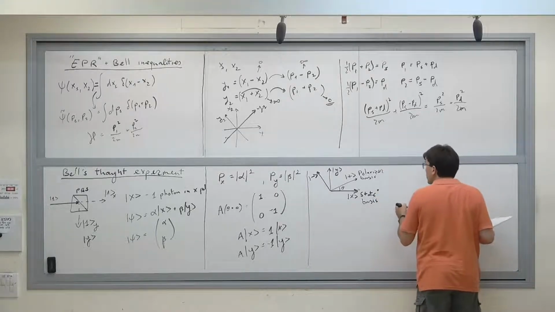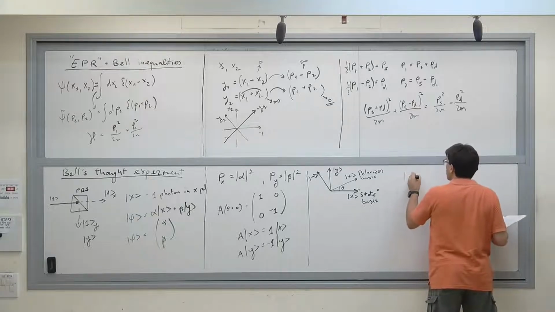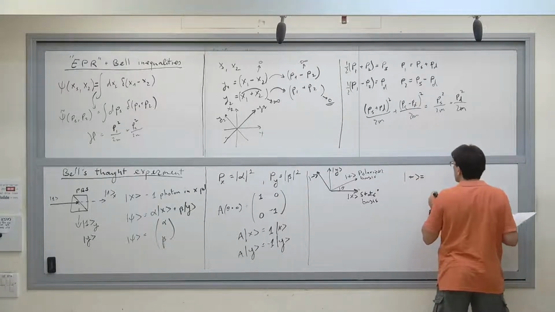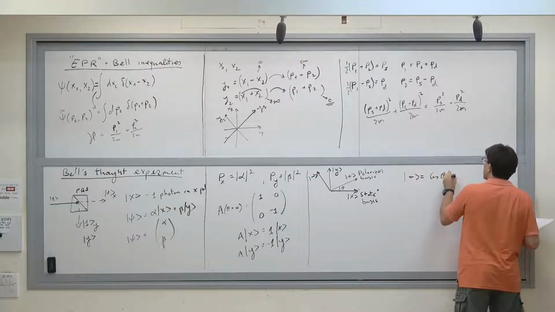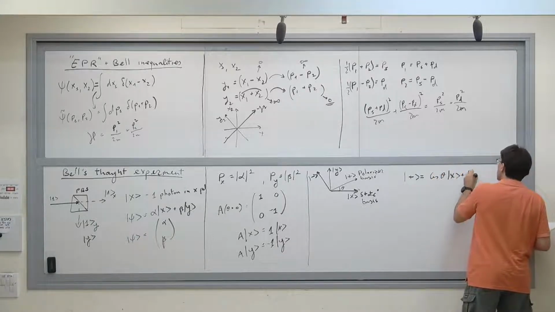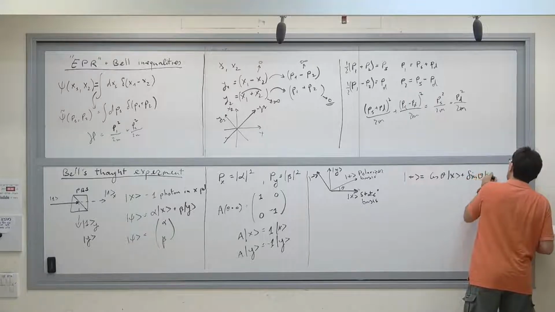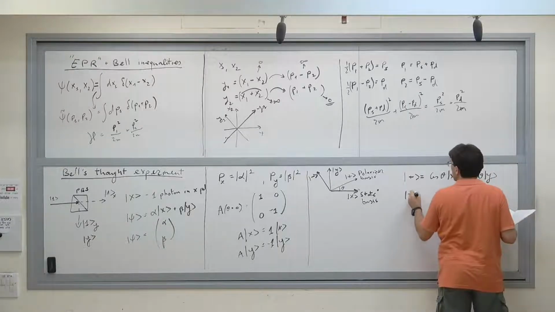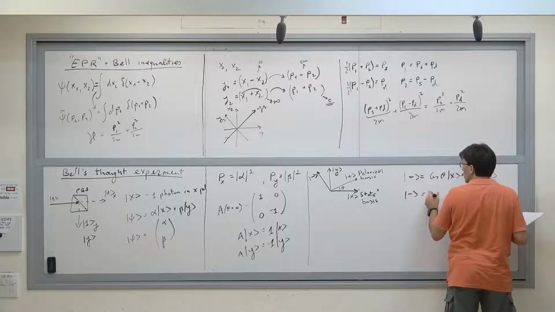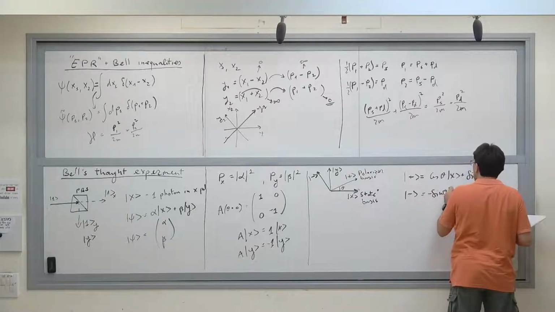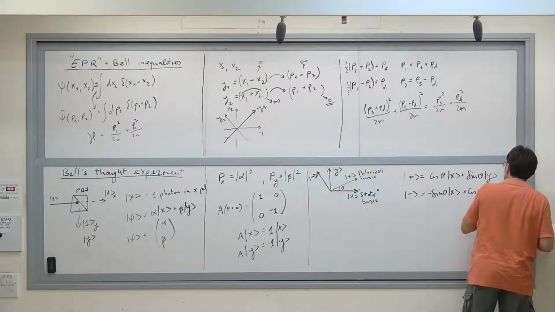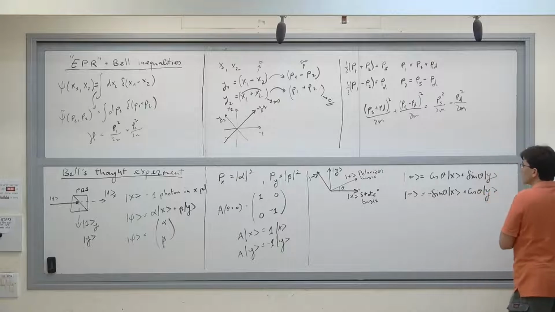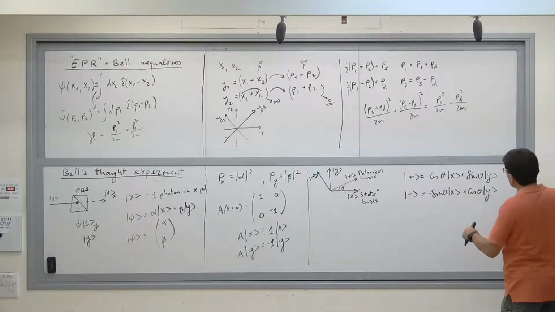So now I'm claiming that the plus state equals cosine theta times x plus sine theta times y, and that minus is minus sine theta times x plus cosine theta times y. It makes sense.